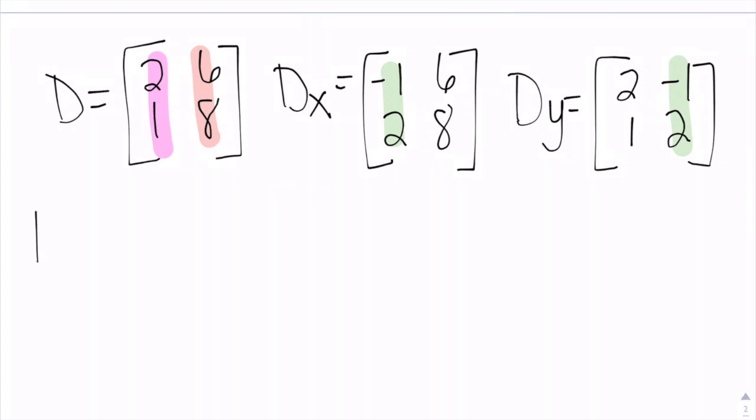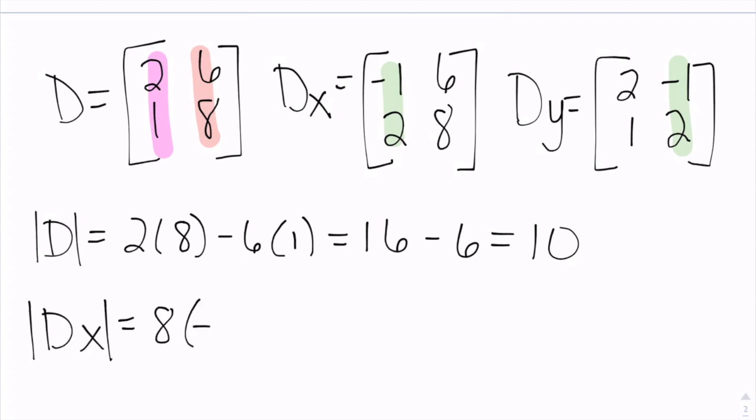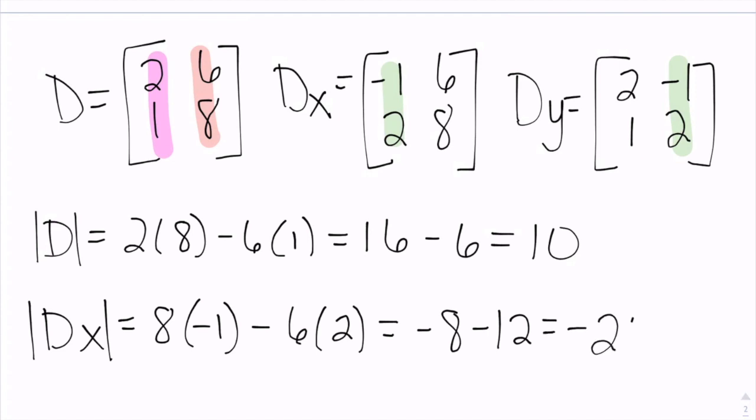So if we want to find the determinant of matrix D, remember the determinant of a 2 by 2, you take A times D minus B times C. So we're going to do 2 times 8 minus 6 times 1, which gives us 16 minus 6, which gives us 10. And then the determinant of D sub x is going to be 8 times -1 minus 6 times 2. So that's going to give us -8 minus 12, which is -20.